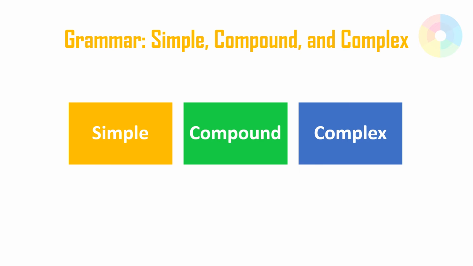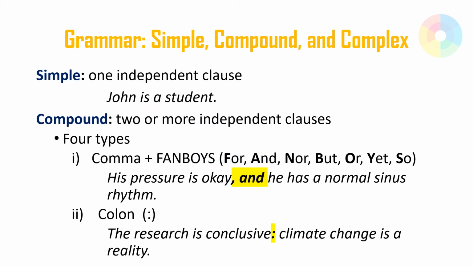Now, with these different types of clauses in mind, let's look at three types of sentences, all right? We have simple sentences, compound sentences, and complex. Let's start off with a simple sentence. So we know what an independent clause is. Well, a simple sentence is basically one independent clause. John is a student.